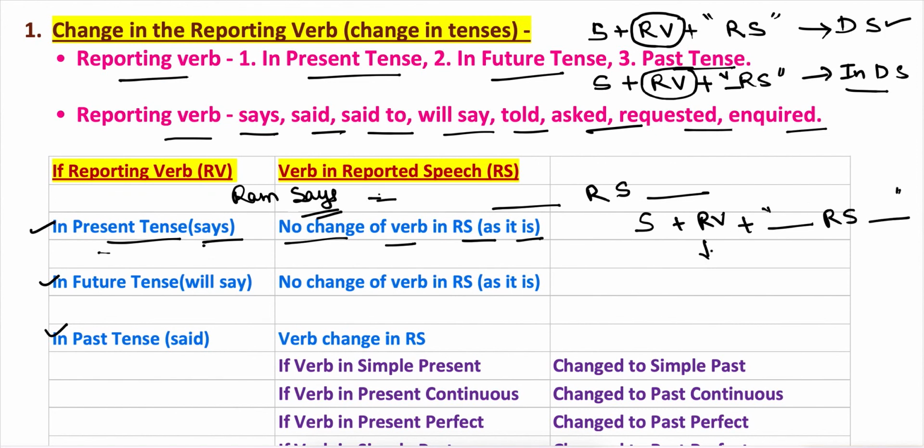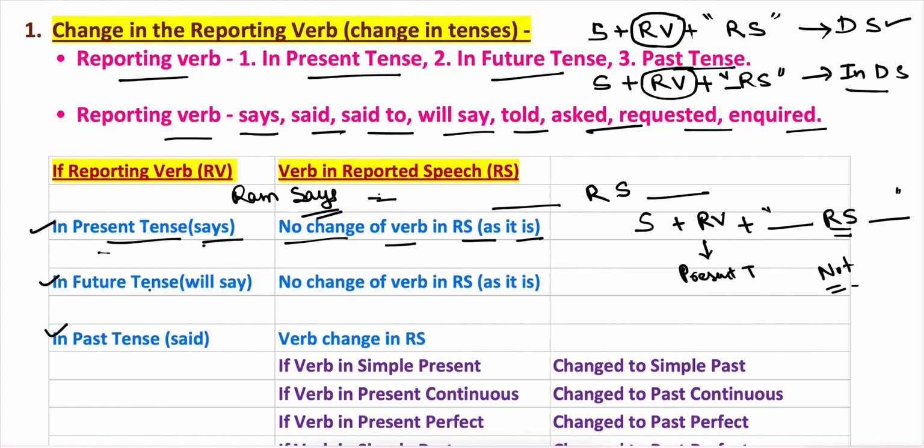When the reporting verb is in present tense, then the reported speech verb will not change. It will be as it is. The reporting verb, if it is in present tense, there will be no change of verb in reported speech.